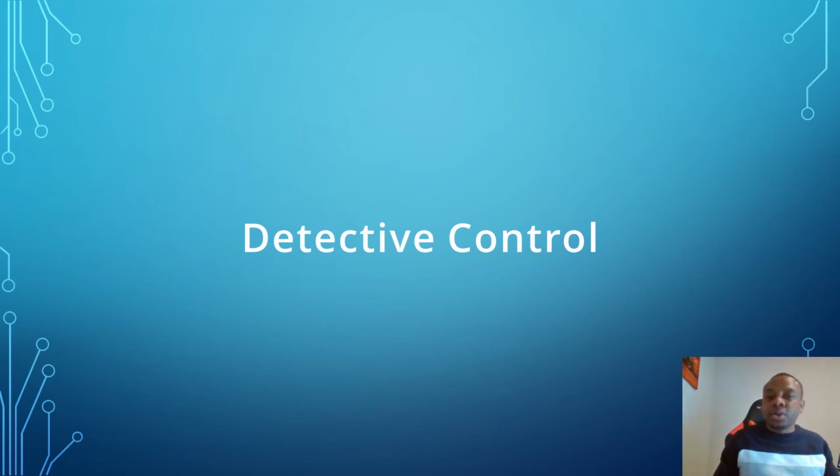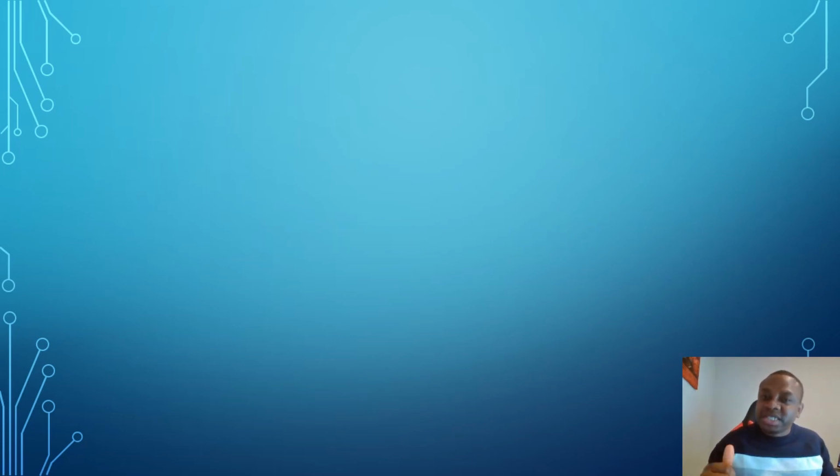Now, we're going to look at the next one, which is detective control. An example is installing an IDS, intrusion detection system, on your network. They are controls that are in place to capture an event during the event, as it is occurring. They are intended to identify and characterize an event in progress. These are detective controls.